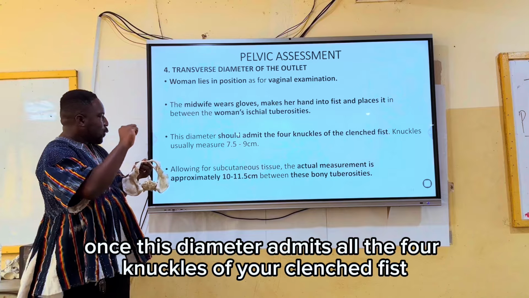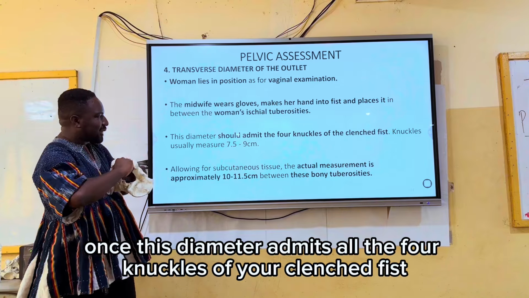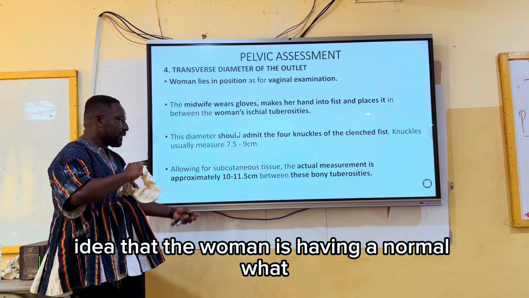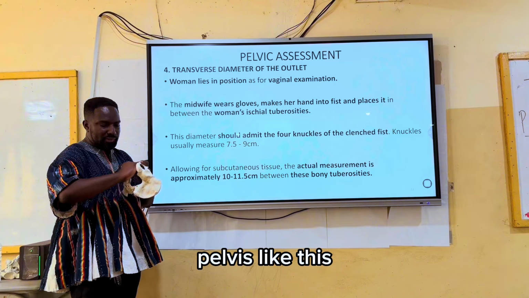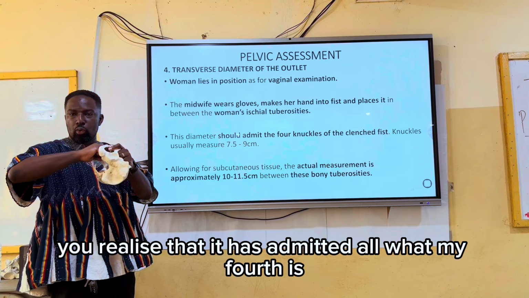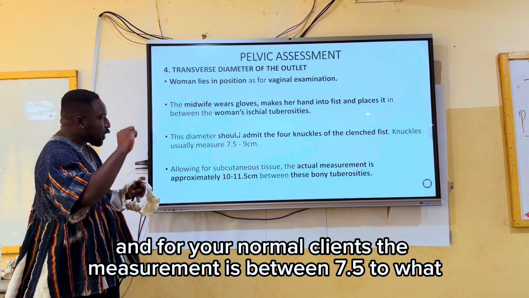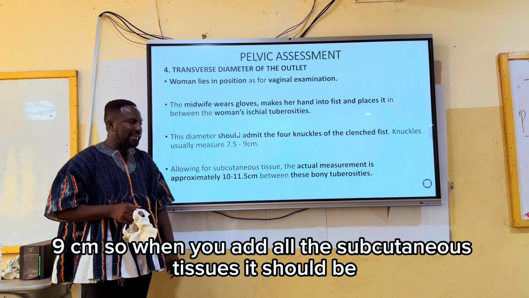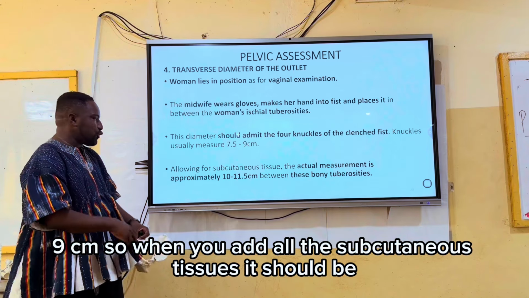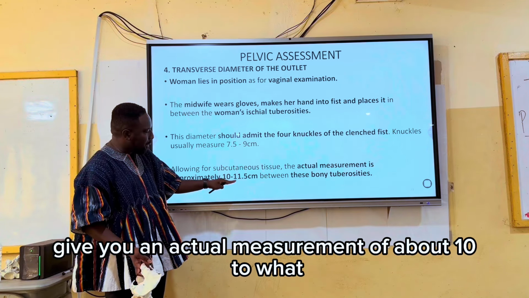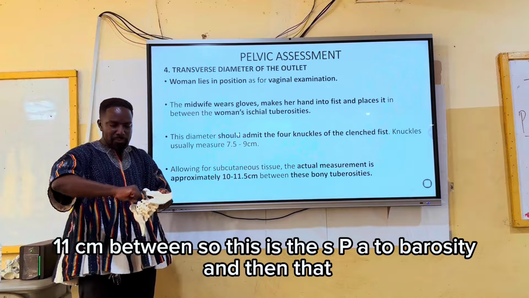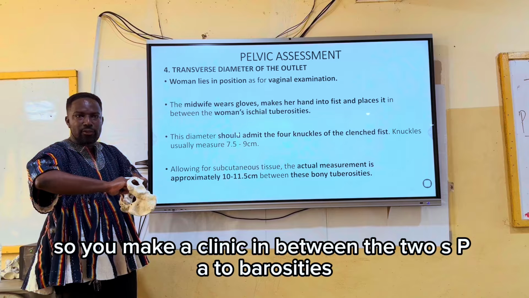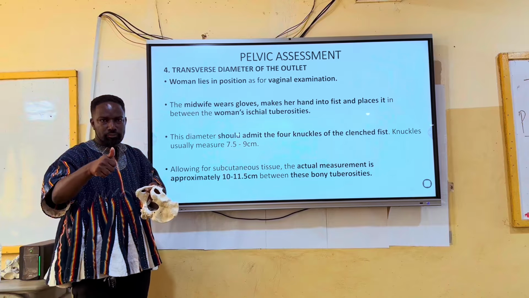And we're saying that once this diameter admits all the four knuckles of your clenched fist, then it can also give you an idea that the woman is having a normal pelvis. Like this, you realize that it has admitted all my four knuckles. Is that clear? And for your normal clenched fist, the measurement is between 7.5 to 9 centimeters. So when you add all the subcutaneous tissues, it should give you an actual measurement of about 10 to 11 centimeters. So this is the ischial tuberosity and that. So you make a clenched fist in between the two ischial tuberosities.